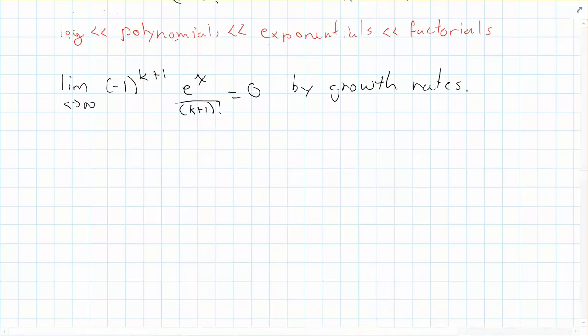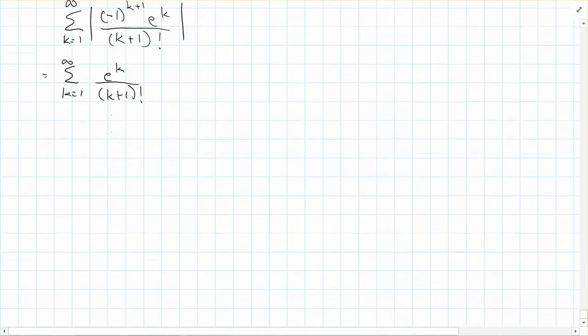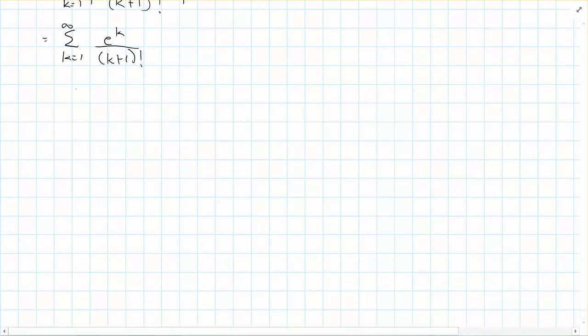So we are going to, of course, look at the absolute value of this. Sorry, just spaced out there for a second. I'm not doing limits yet. We're looking at the series. Absolute value of -1 to the k plus 1 e to the k over k plus 1 factorial, which of course just becomes the series k equals 1 to infinity of e to the k over k plus 1 factorial. And this one should scream at you what test to apply now. This should scream at you as the ratio test.